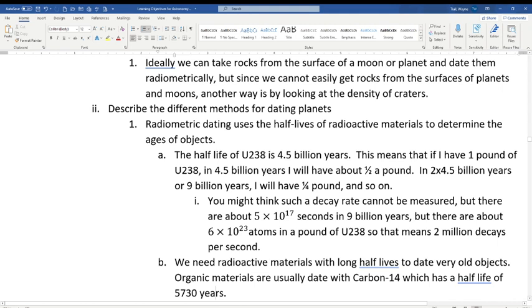And so that would be like 146 neutrons, because that has to add up to 238, right? Protons plus neutrons equals the number here, the 238. And its half-life is 4.5 billion years. What that means is if I have a pound of uranium, then in 4.5 billion years, I will have half a pound of uranium.